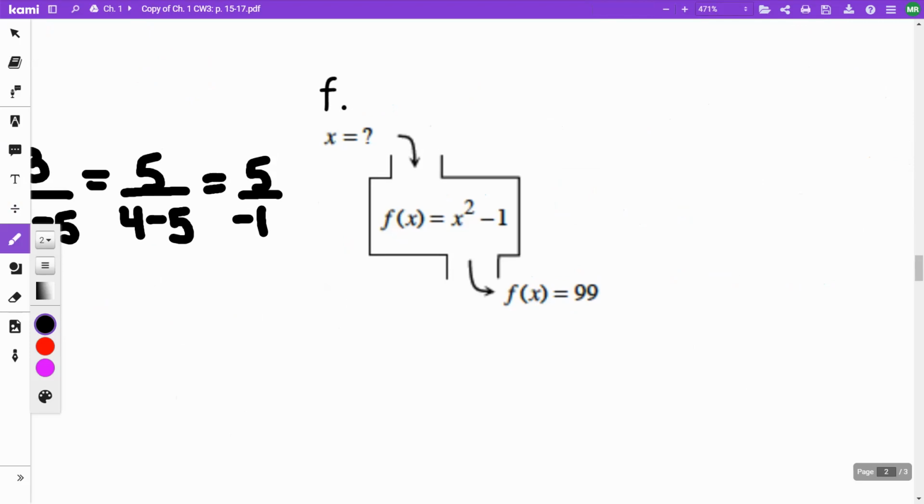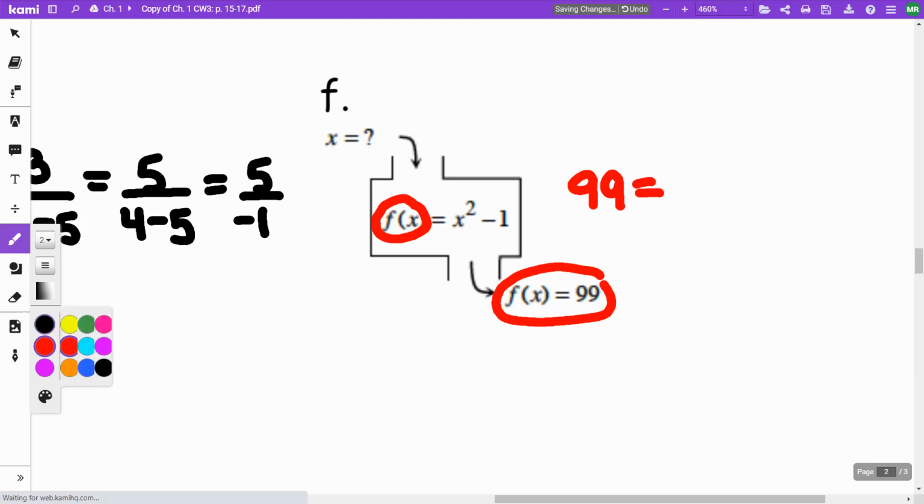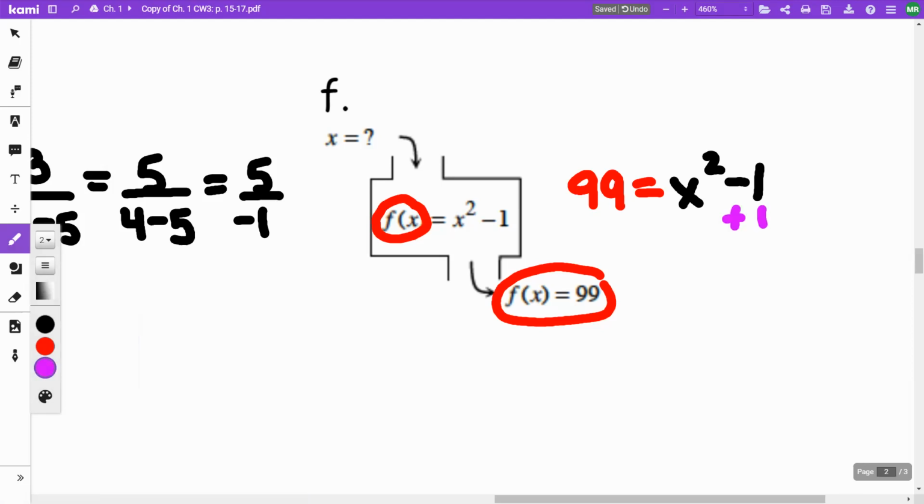On F, we're trying to find the input when our output is a 99. So I'm going to put that in for this. I'm going to go 99 equals x squared minus 1. And I need to figure out what that is. I'm going to work it out. I'm going to add 1 to this side, and add 1 to this side. Now, when I add 1, I am going to get 100 is equal to x squared.